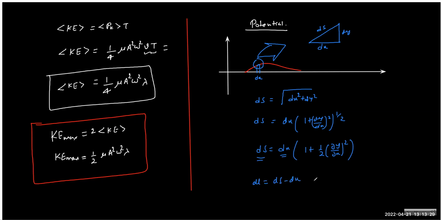So what is the change in length? New minus old. And if you do so, what you get is 1 by 2 (del y by del x) whole square into dx. So this is called the change in length of the string. And if you remember, the change in potential energy is defined as minus the work done by the system.